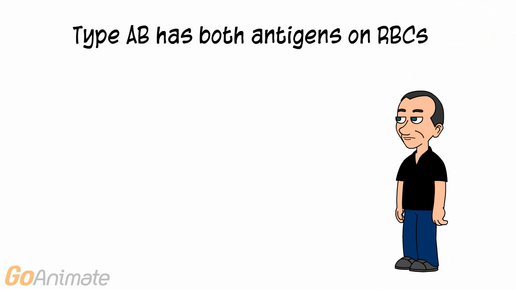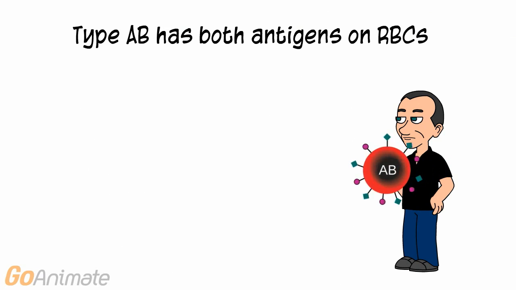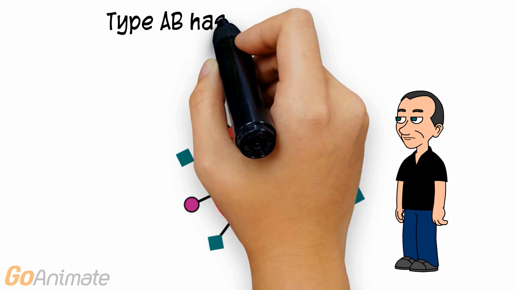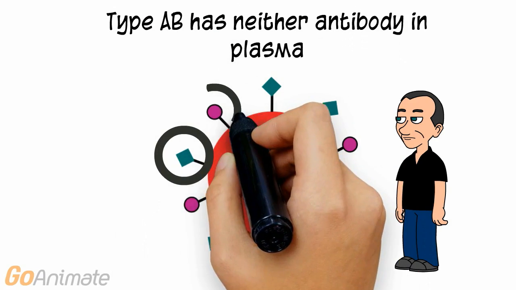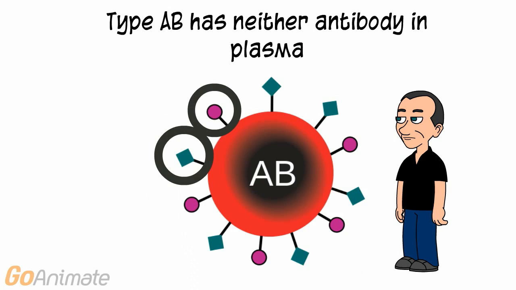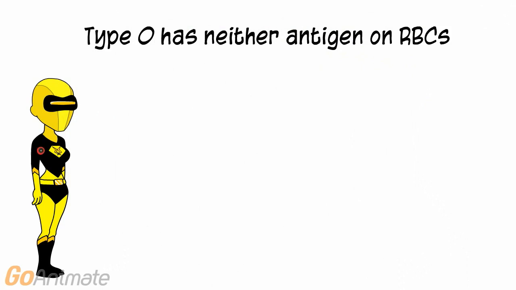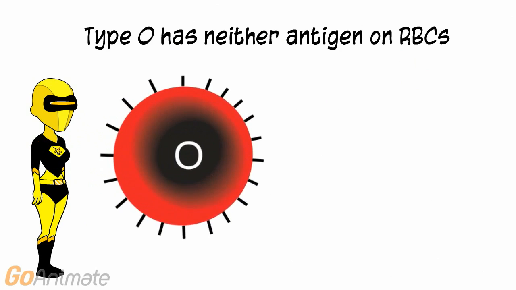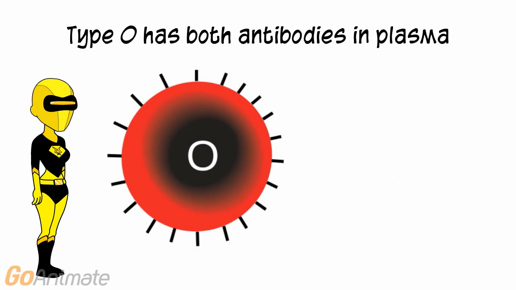Type AB contains both type A and type B antigens on its red blood cells, but contains neither anti-A or anti-B antibodies in the plasma. Type O has neither antigen on its red blood cells, but both anti-A and anti-B antibodies in the plasma.